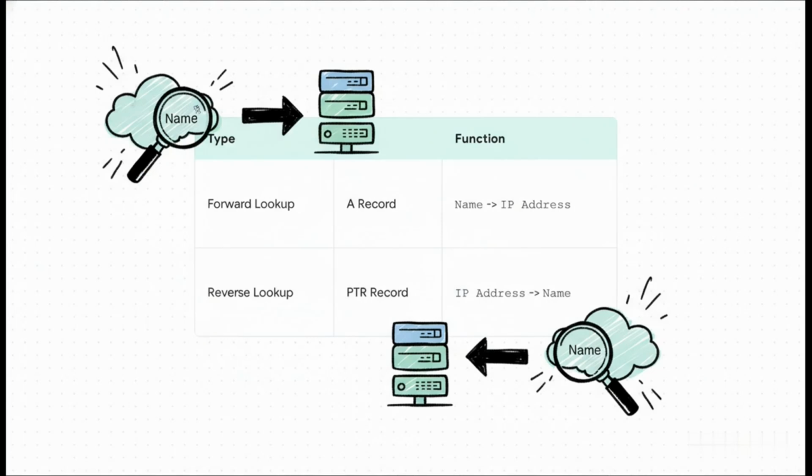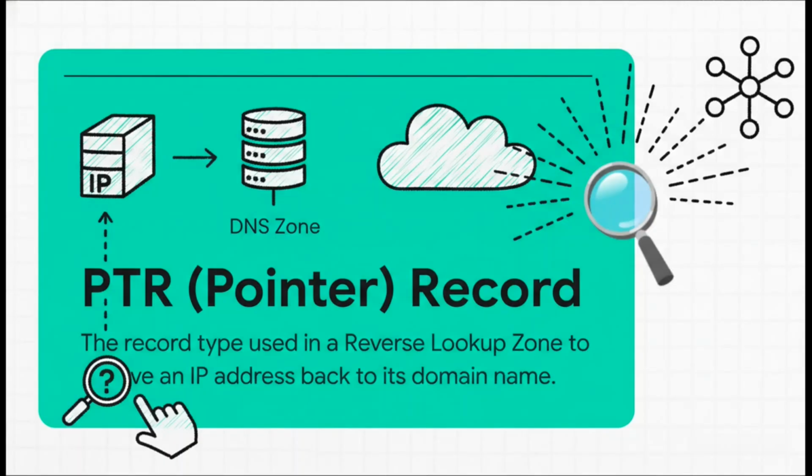And this slide right here shows the difference perfectly. A normal forward lookup, that's when you go from a name to an IP address, uses something called an A record. But a reverse lookup does the exact opposite, and for that, it needs a special kind of record. And that special tool is called the PTR, or pointer record. It's designed for one very specific job, that reverse lookup task. It simply points an IP address back to its full official domain name. That's it.